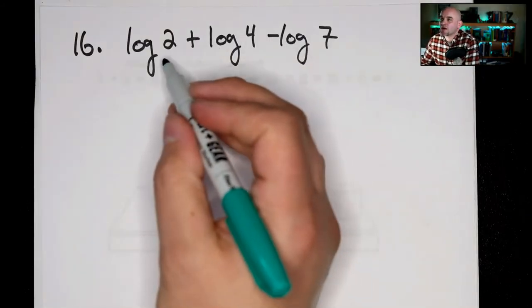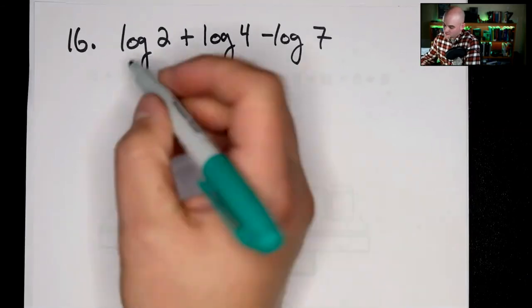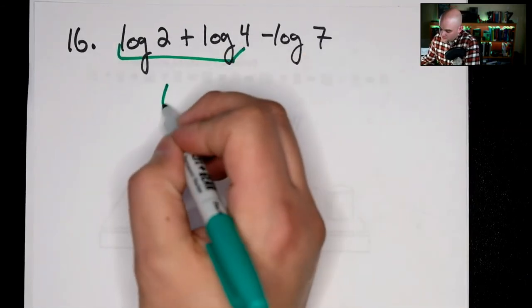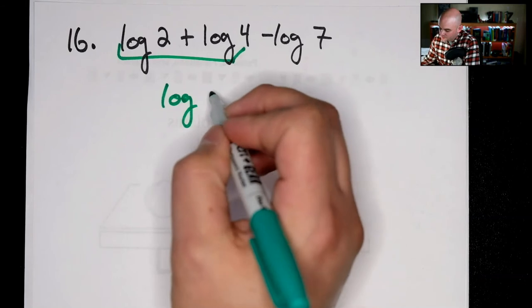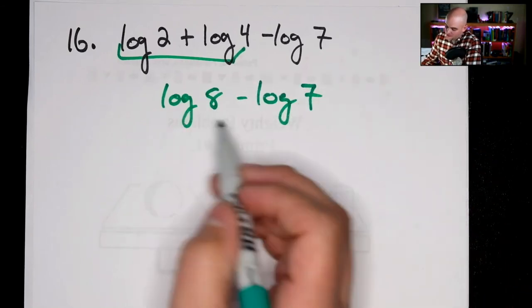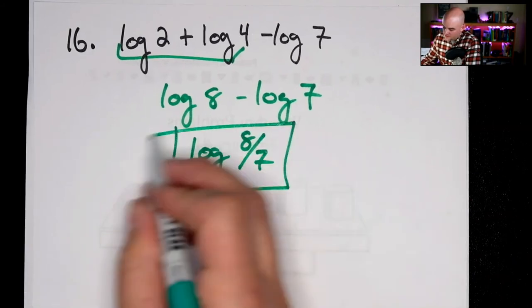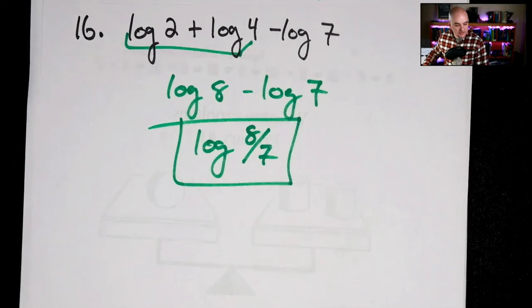So this one, we've got log of 2 plus the log of 4 minus the log of 7. Combine these two right here. This gives me the log of 2 times 4, which is 8. And then bring down that log of 7. And then we can say this is the log of 8 over 7. That's my answer for number 16.